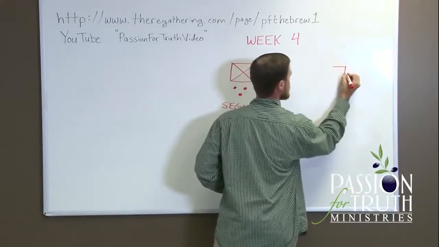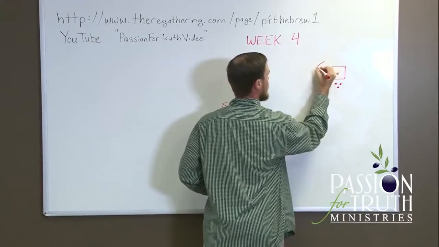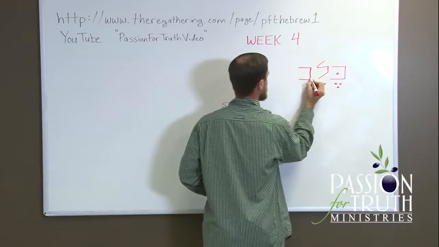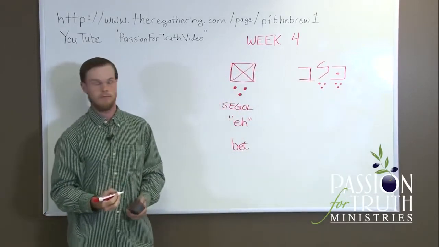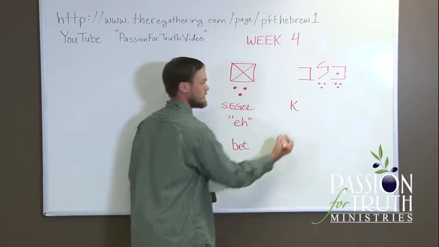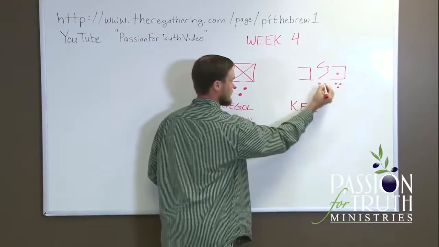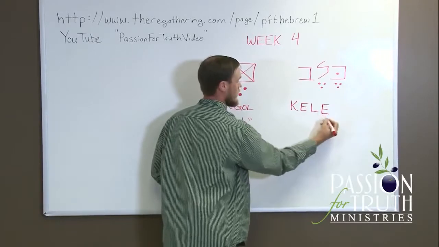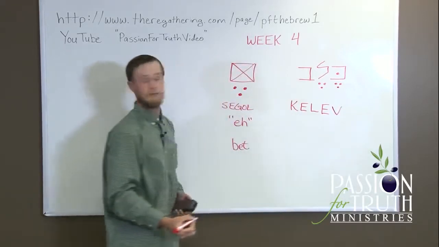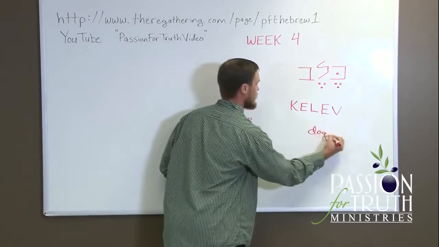So, this is a kaf with the dagesh, a lamed, and a beit with no dagesh. Okay? So, we get our K from the Kaf, short E from the Segol, L from the Lamed, short E from the next Segol. Beit with no Dagesh is a V. So this is pronounced Kelev. Kelev. Kelev means a dog.